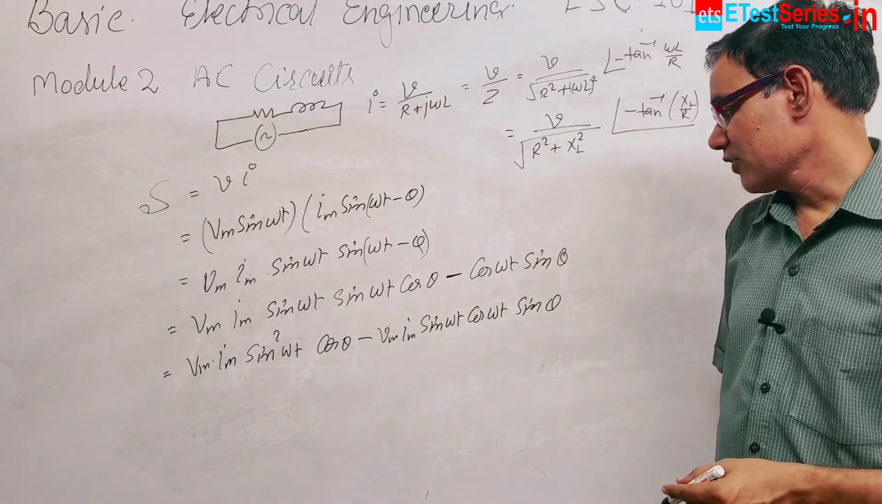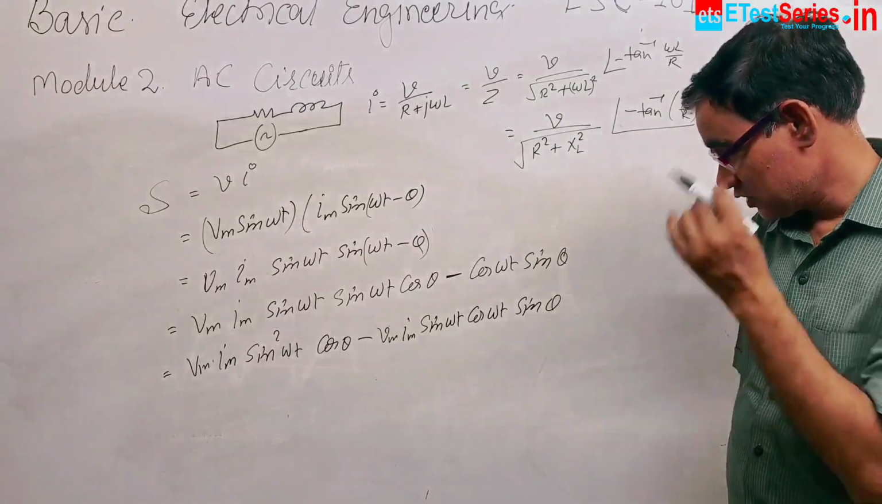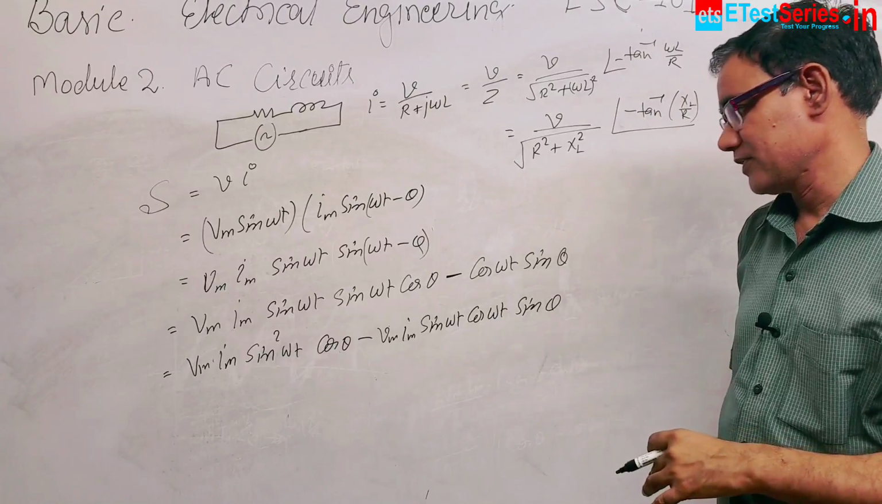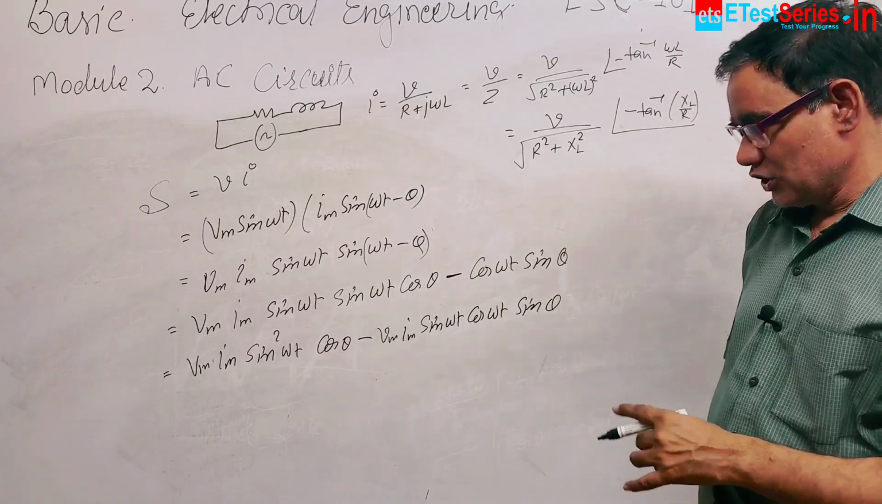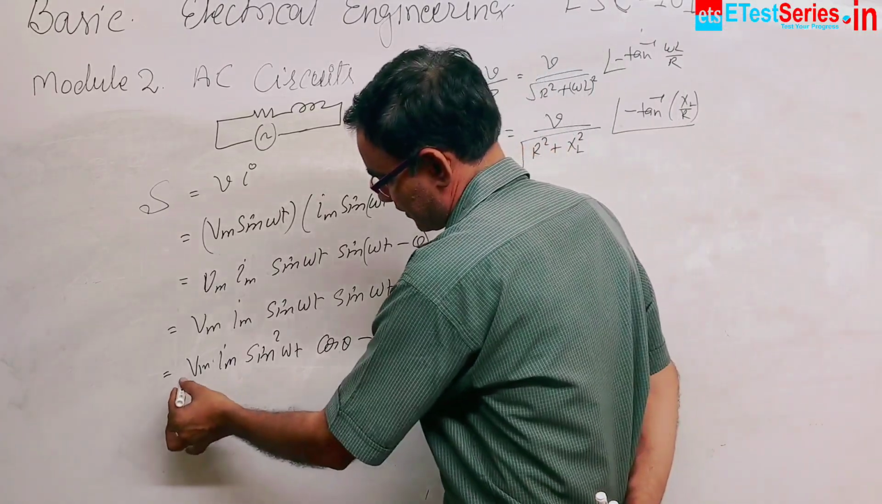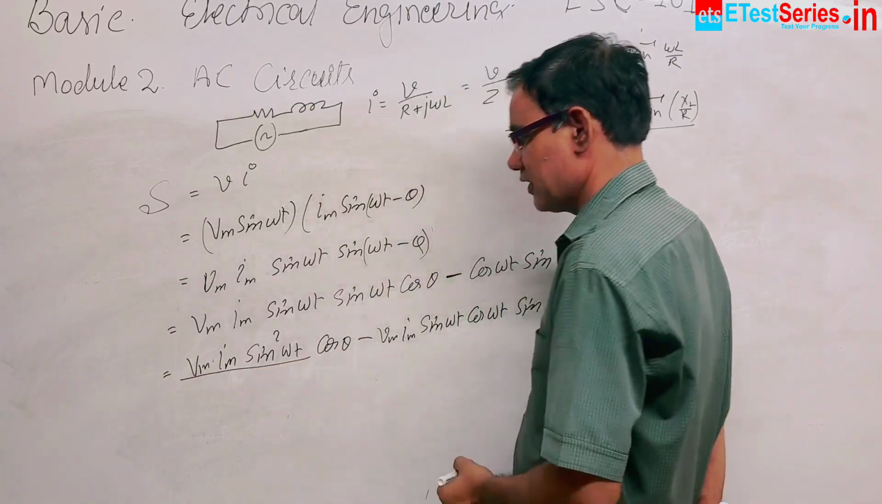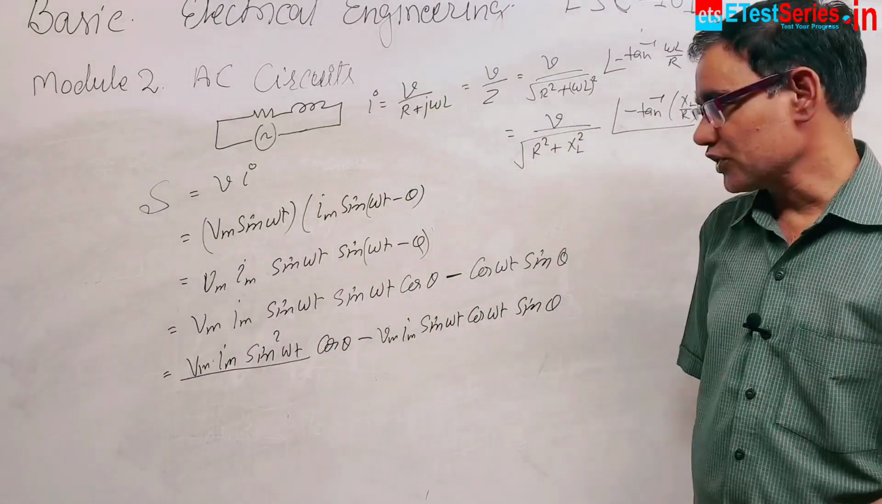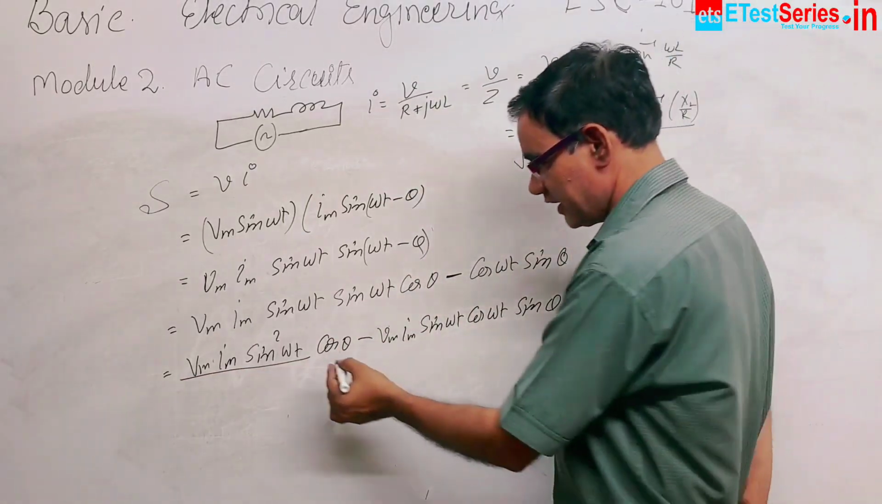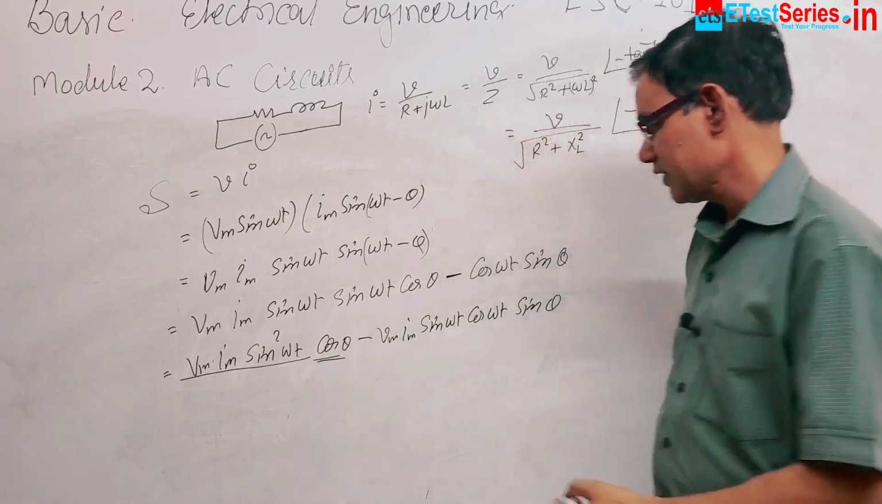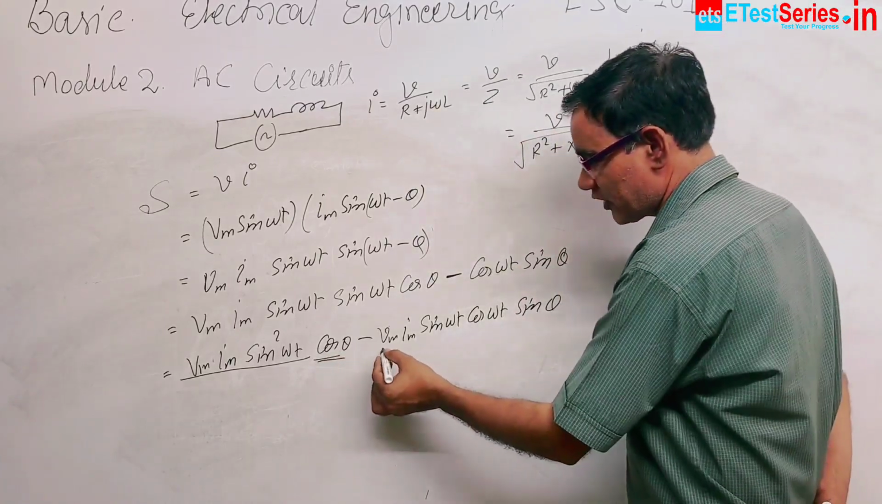So there are two components of the power. One is this component, which is the component of the power due to the resistance, and here the cos theta component. And this is the second component of the power.